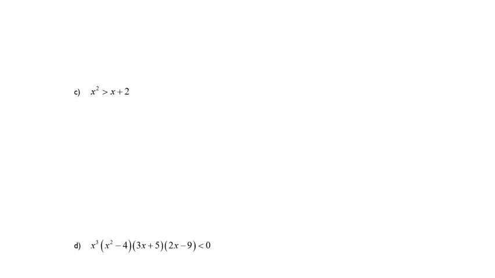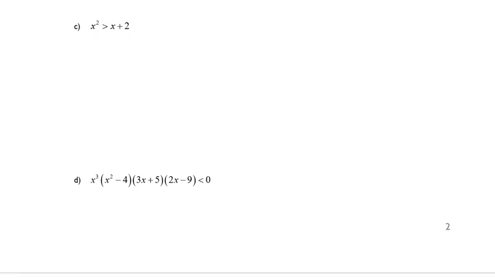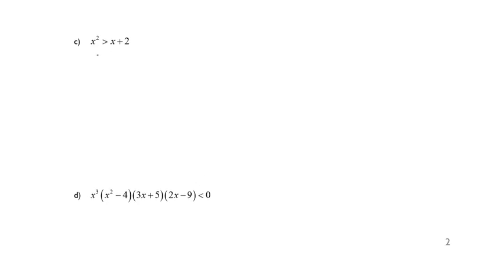Let's do x squared greater than x plus 2. First step is to bring everything to one side of the inequality. I'm going to bring the x over and the 2 over, and that will give me x squared minus x minus 2 is greater than 0. At this point, I'll go ahead and factor it. That gives me an x minus 2, x plus 1, greater than 0.